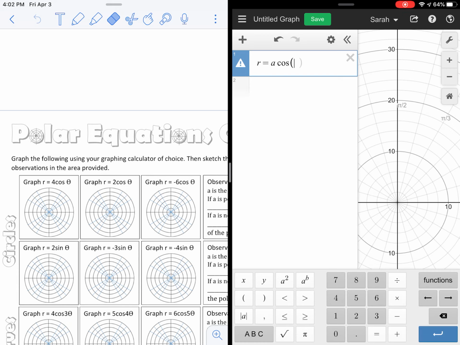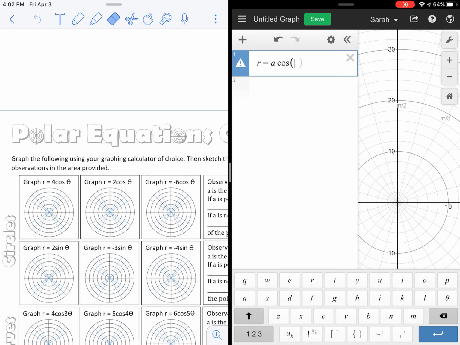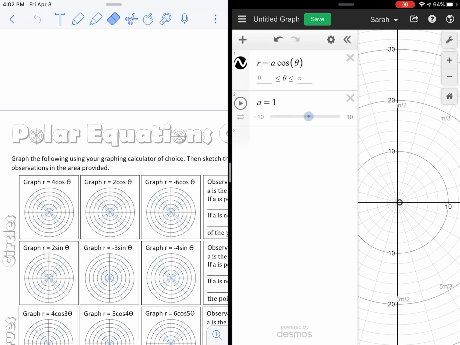Now, to do the theta, you have to go to the ABC button again, and above the little X, you see that X that, I don't know, is like gray, there's a theta button there. Now, after you do this, you can add a slider for A, and the slider allows you to change that A value in the front and kind of see what happens for different values of A.